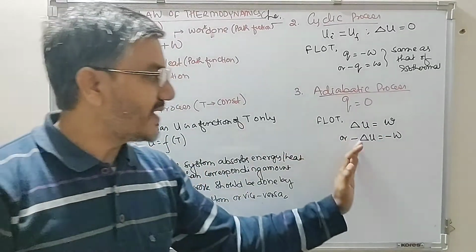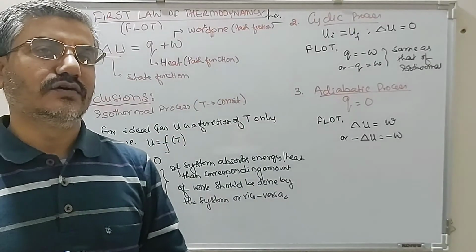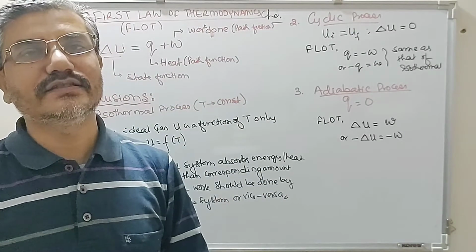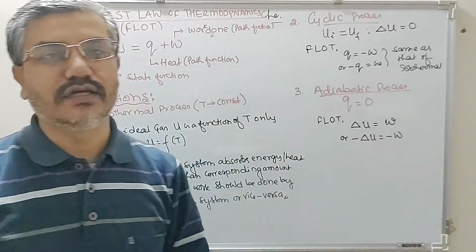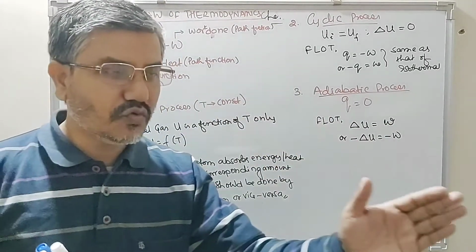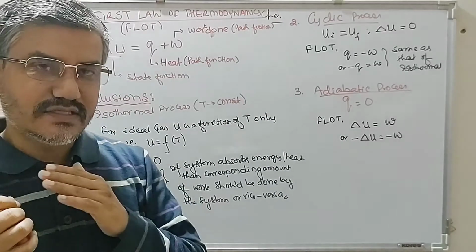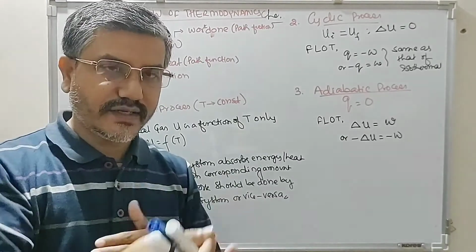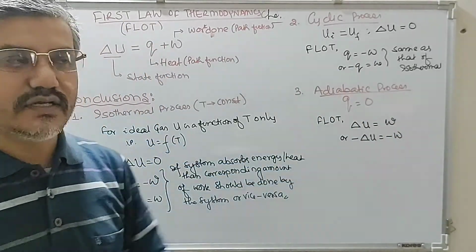So look at this, minus delta U, a decrease in internal energy. If there is a decrease in internal energy, that means correspondingly the system will do work on the surrounding. So if the system is doing work on the surrounding, then there is a decrease in internal energy. If the surrounding does work on the system, then there is a corresponding increase in internal energy.